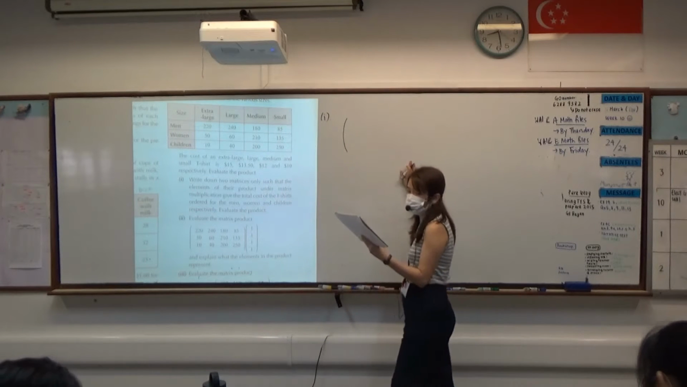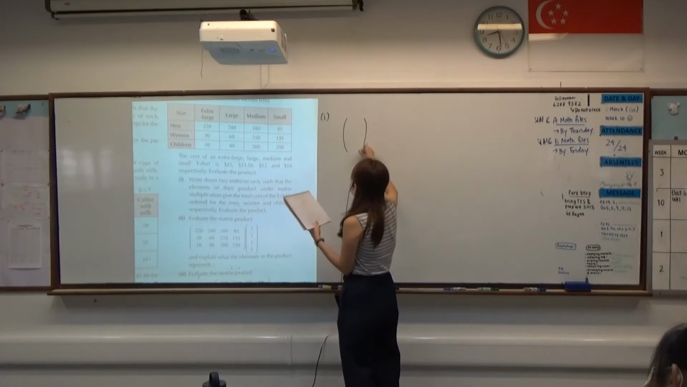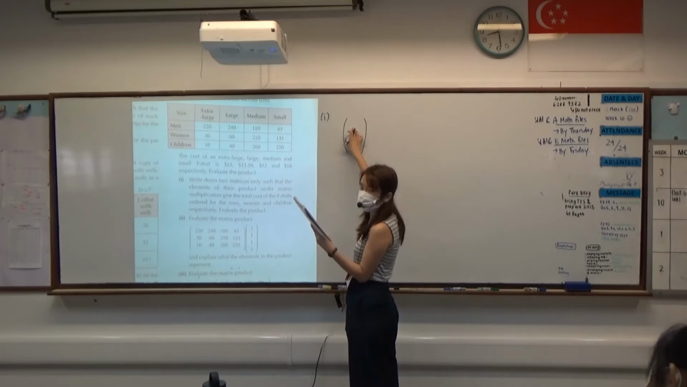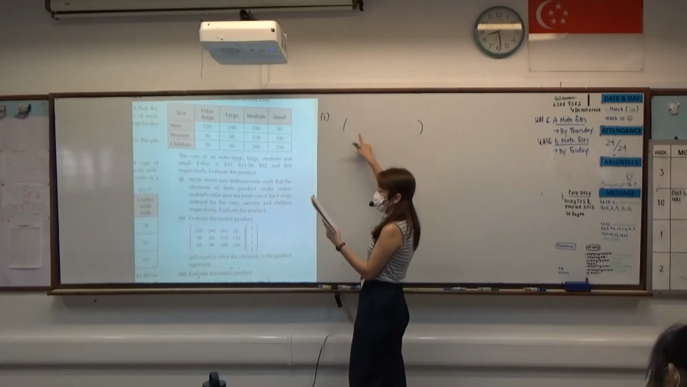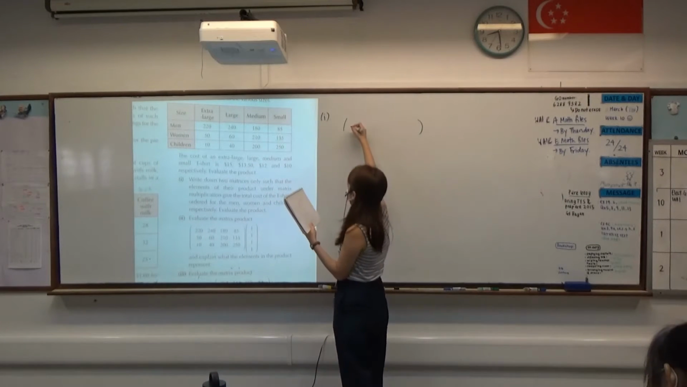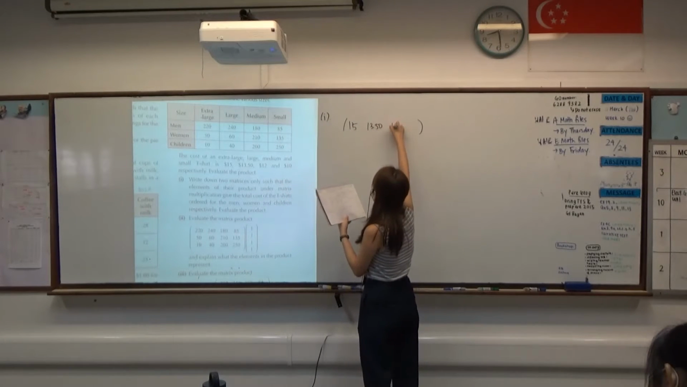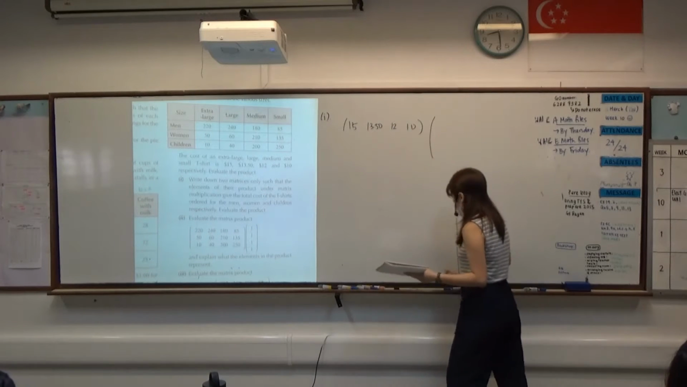The order of this first matrix is? 1 by 4. Okay, 1 by 4. Alright, so tell me the elements. Your elements? 15, 13.5, 12.